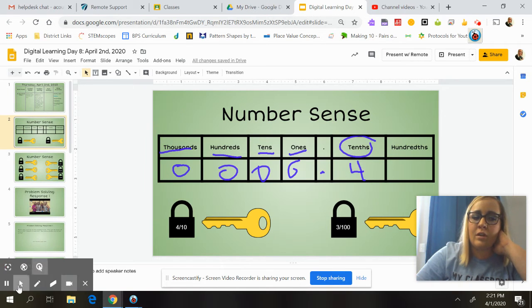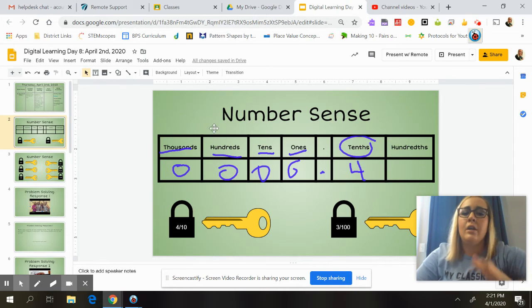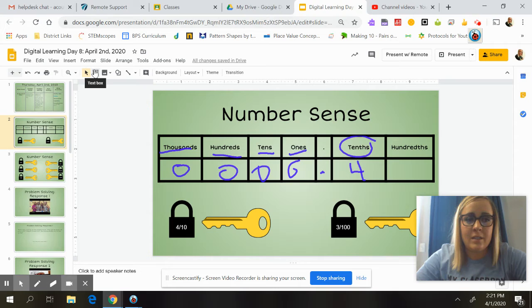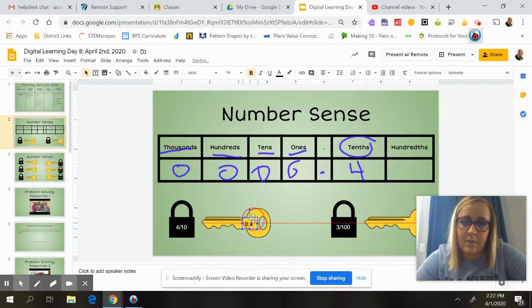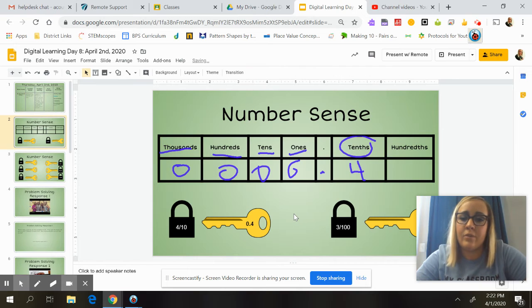Once you have figured out where the 4/10 would go on the place value chart, you're going to need to write 4/10 as a decimal in this key. In order to do that, you're going to come up here to this text box. You can see where my mouse is hovering over the box with the T in it. You just need a little text box here. And my number written as a decimal is 0.4. I'm going to make it a little bit bolder so you can see. And then you can leave your decimal in there.